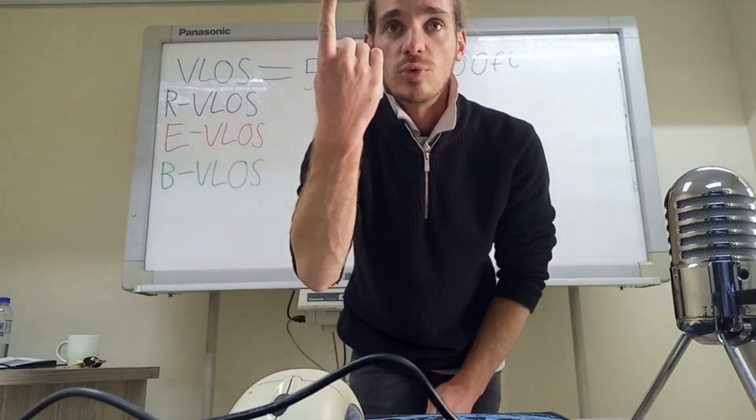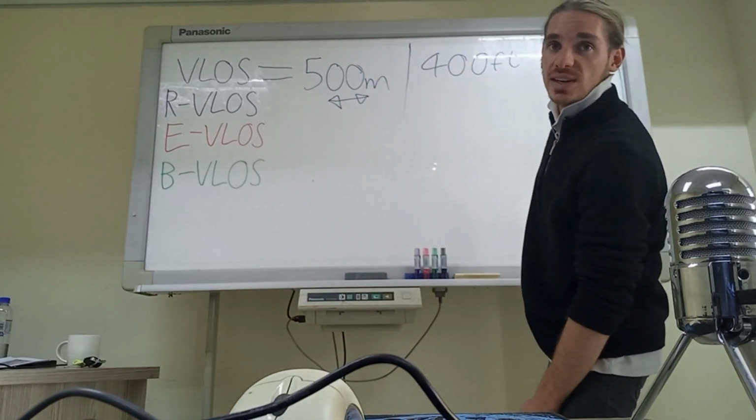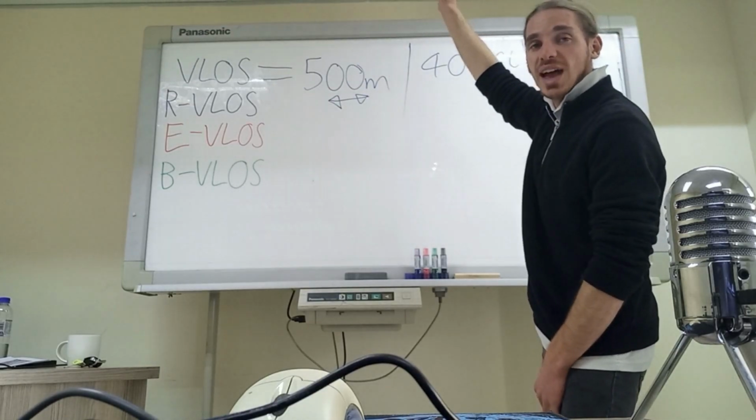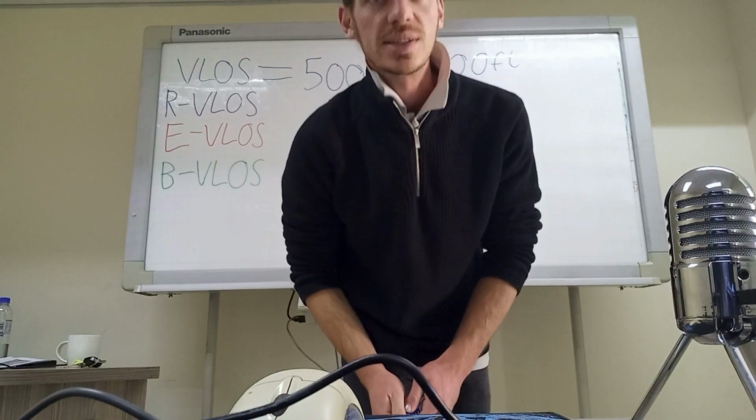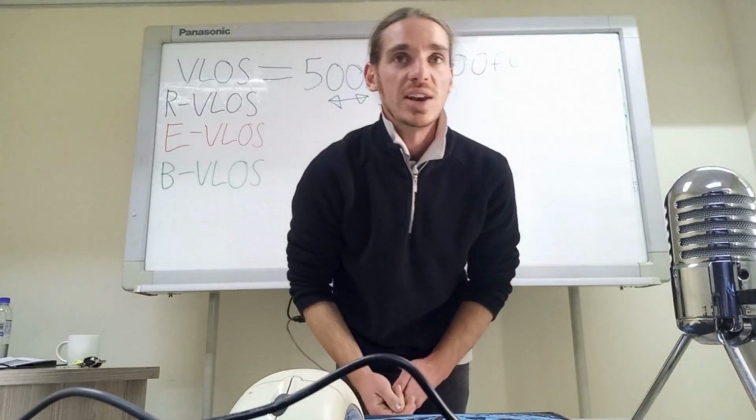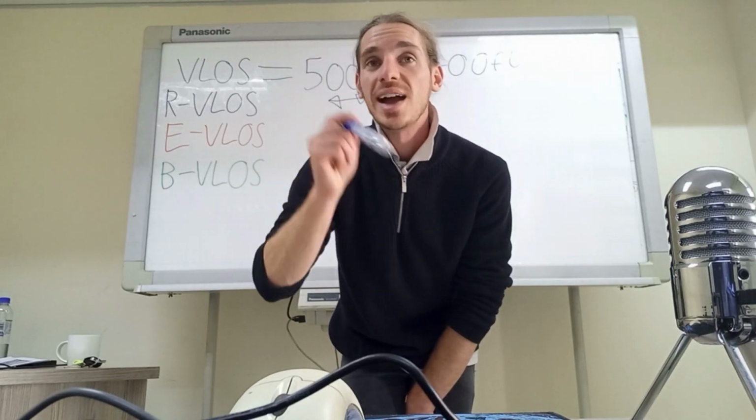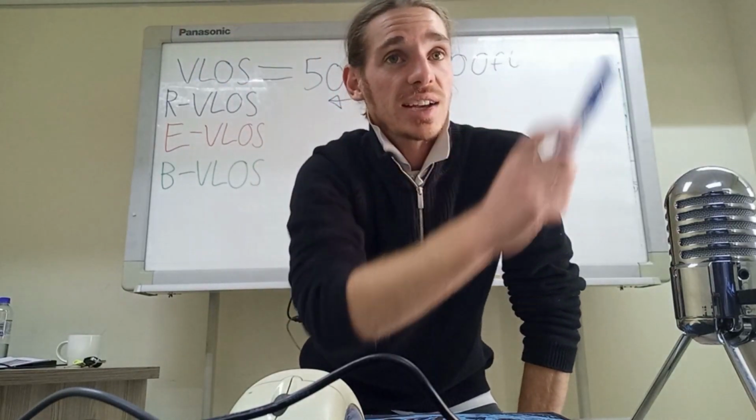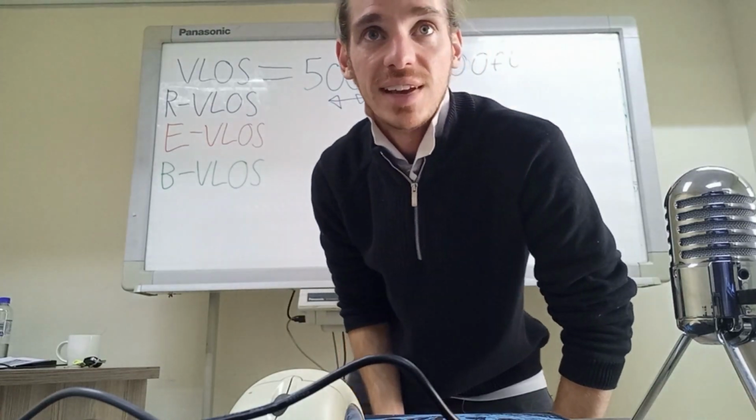So rule number one of a VLOS flight, it's within these boundaries there. 500 meters away and 400 feet high. Anything above that or beyond that is going to be a BVLOS, which we'll cover in a little bit, okay? Rule number two of a VLOS flight is that at all times, the pilot or PIC, pilot in command, can maintain a direct, unaided visual line of sight with the drone for the whole flight. Then you know you've also achieved a VLOS mission.